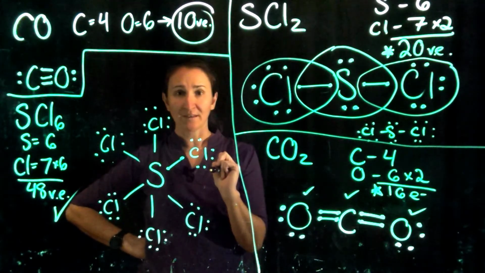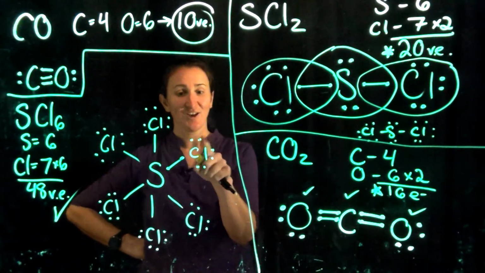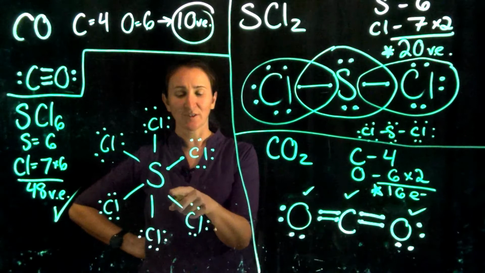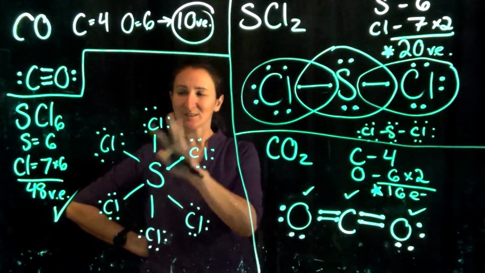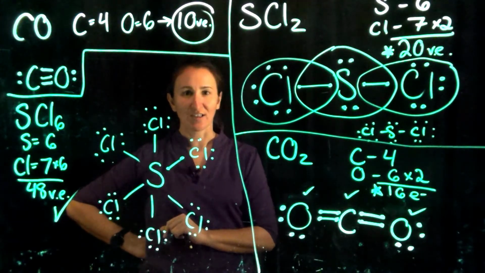But what about all my elements? Are my elements satisfied? Definitely. Chlorine has 8 around it. Sulfur has 12, so it's got plenty around it. Okay? So this is just another example of how to draw a Lewis structure.